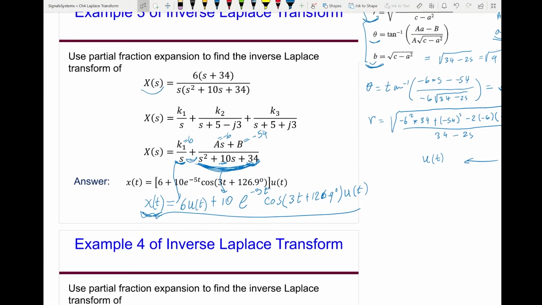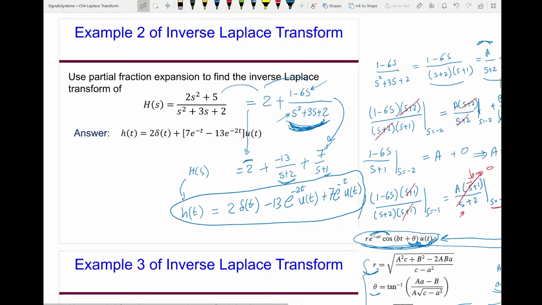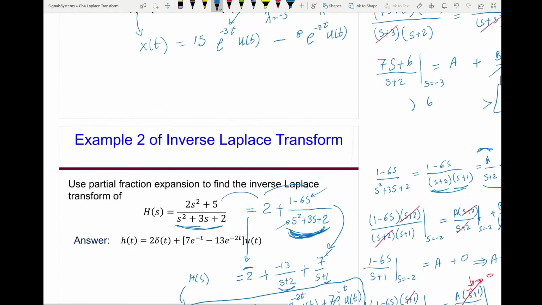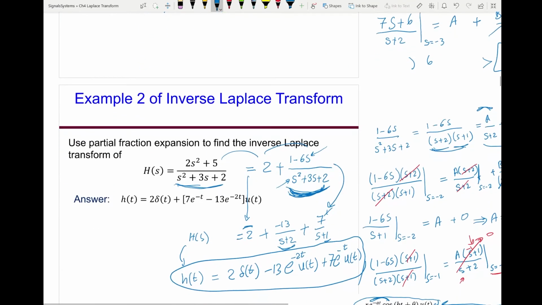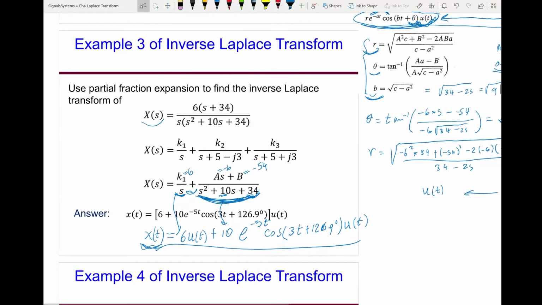So far we covered 3 examples. When we have distinct roots like this one, that means you factor it out and you get s plus 2, s plus 1, and you need to do a long division. And in this example, when you factor it out, you get s plus 3, s plus 2, different roots. And this third example, when you factor out, you get complex roots, like this one.